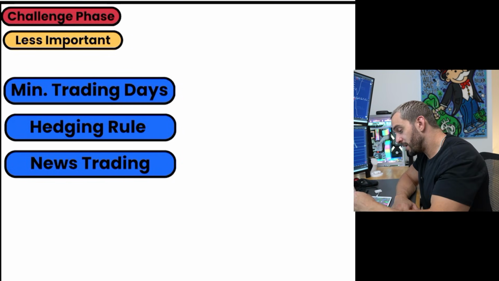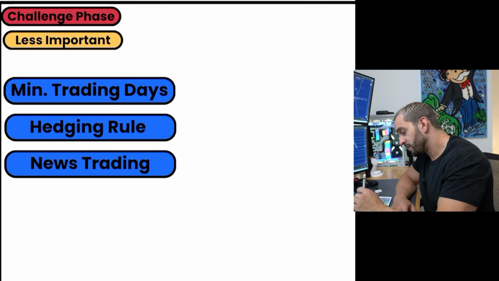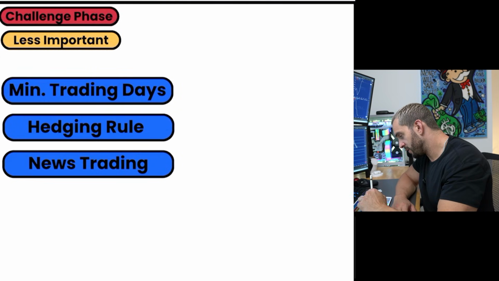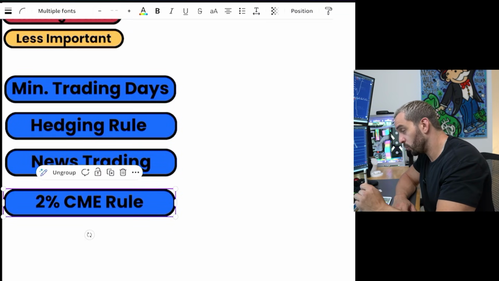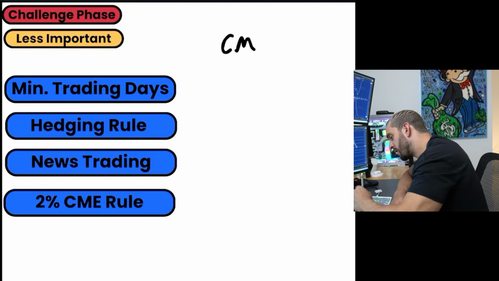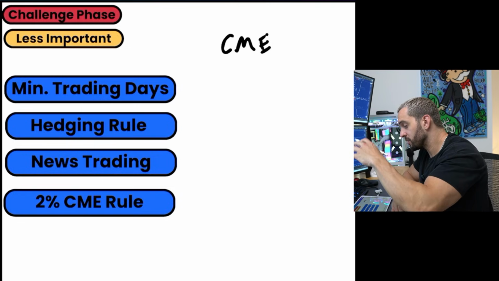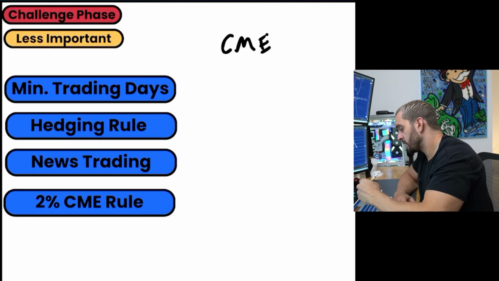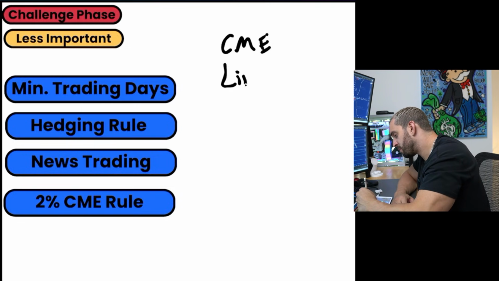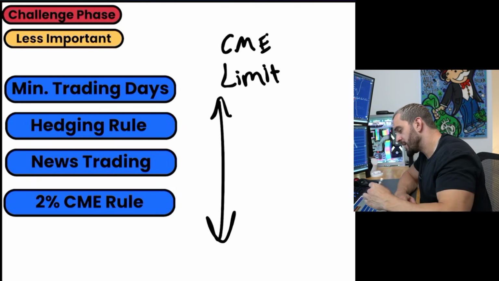Okay, we know minimum trading days, nice to know, not a need to know. We now know the hedging rule. You probably shouldn't try gaming the system. The news trading we went over, and let's cover the second to last on the less important rule list, which is the 2% CME rule. Now the CME is where futures are regulated, created, and controlled. The rules for futures are from here. And the CME limit is basically just a predefined range where price is allowed to go.